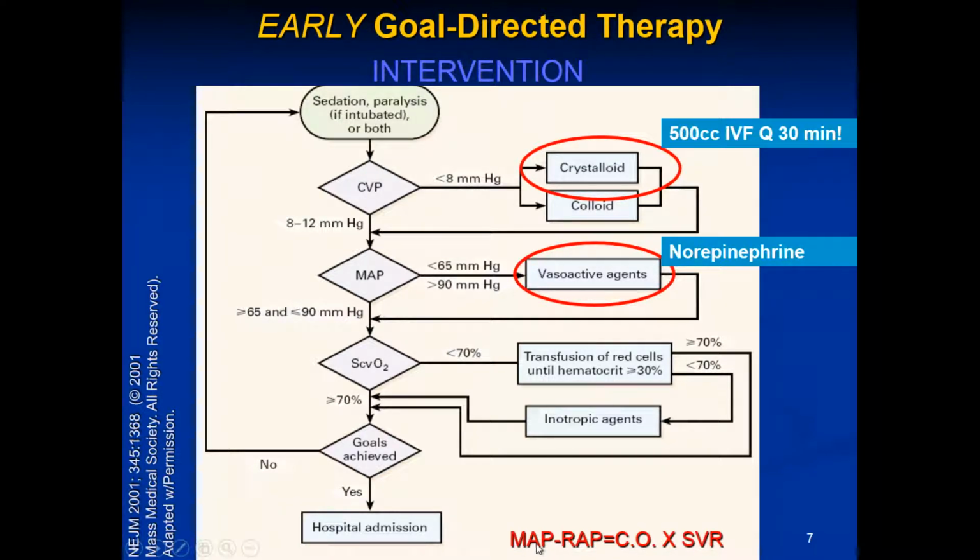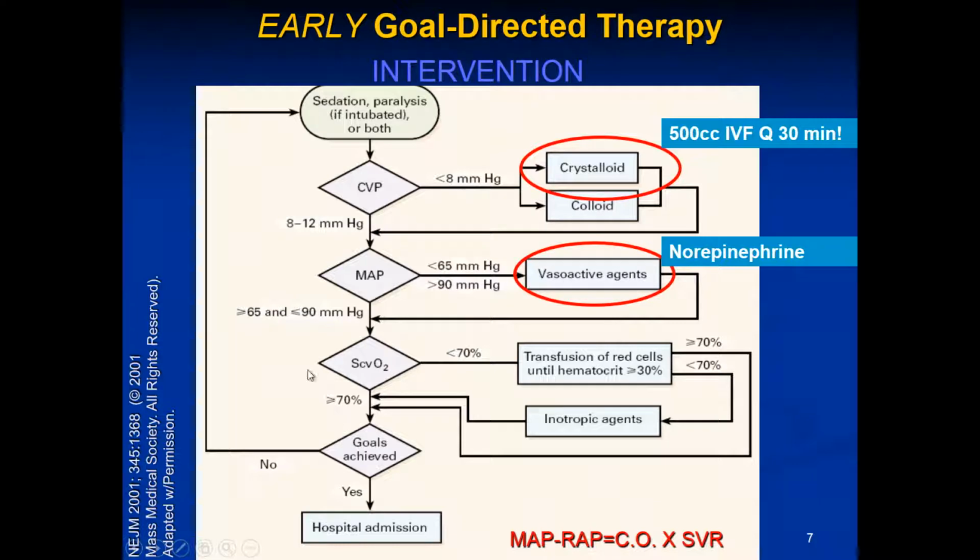This is the mean arterial pressure minus the right atrial pressure is equal to the cardiac output times systemic vascular resistance. So if you squeeze up the SVR, the systemic vascular resistance, with the vasopressor, you may increase your blood pressure, but it might be at the expense of cardiac output. And cardiac output really depends upon adequate filling of the tank.